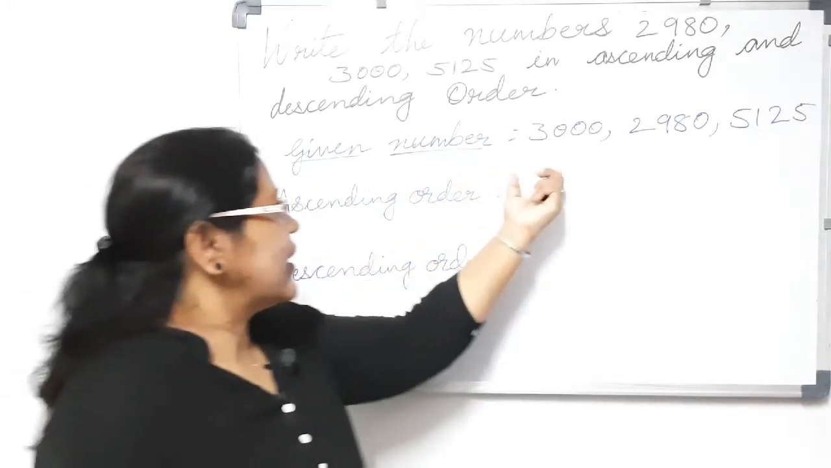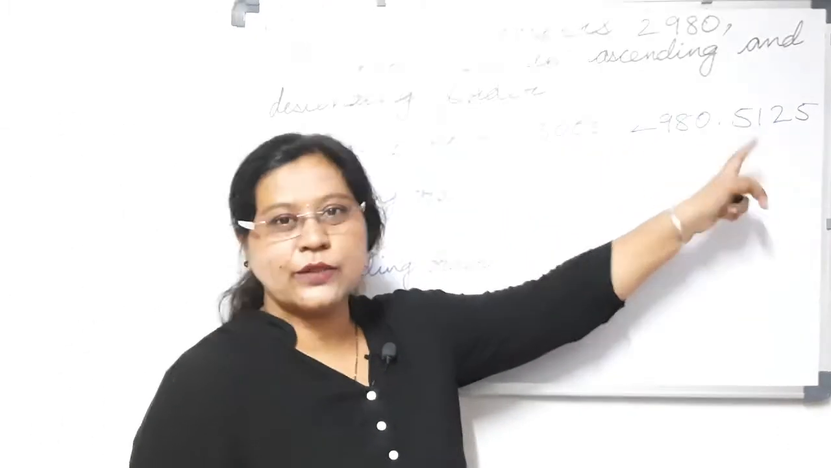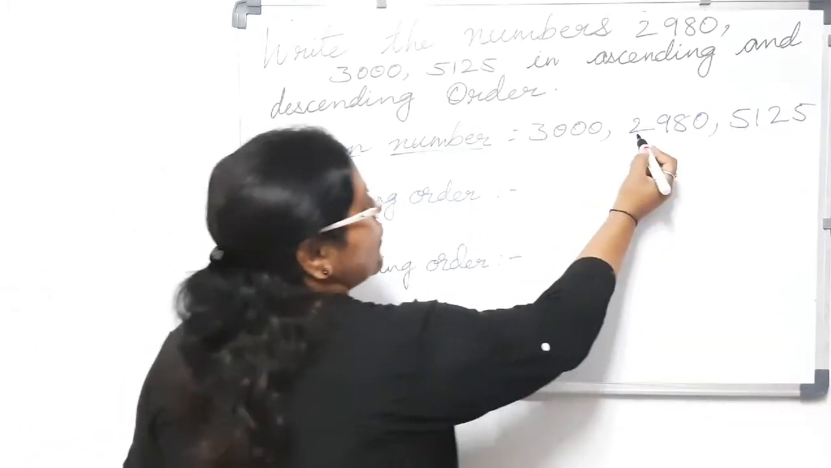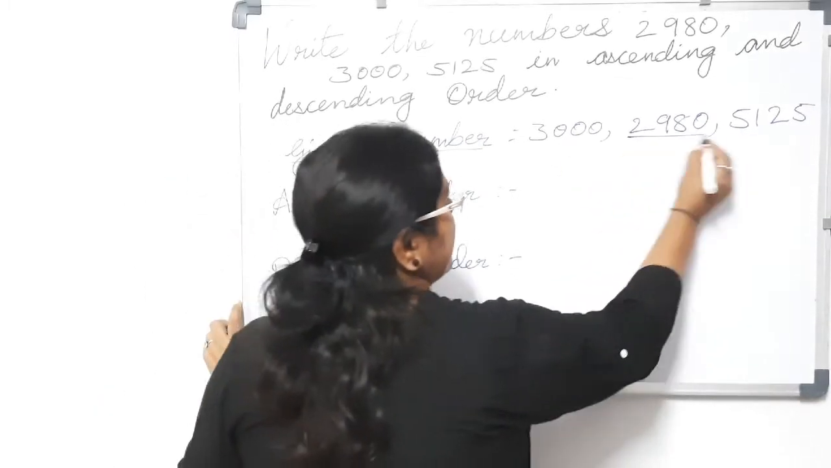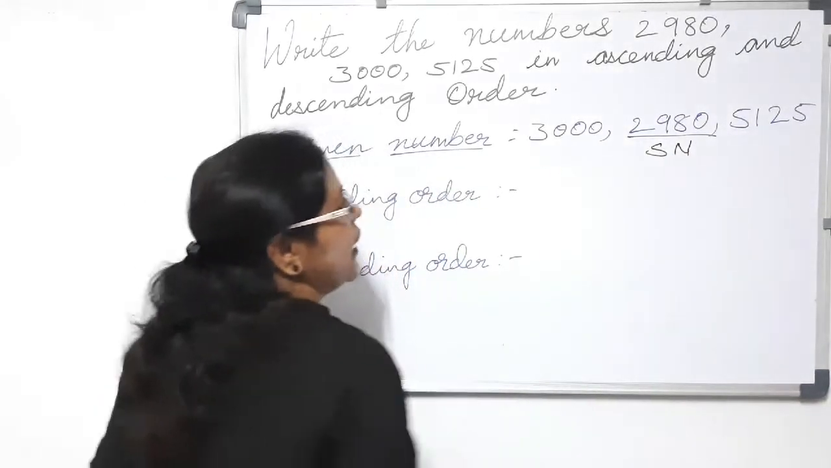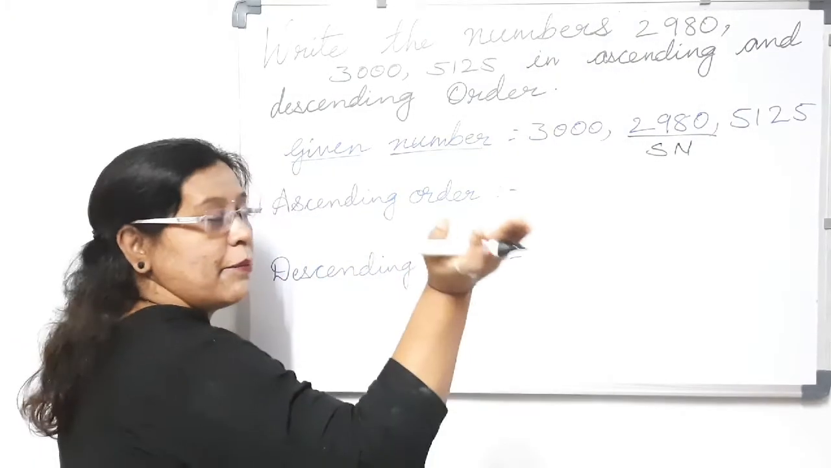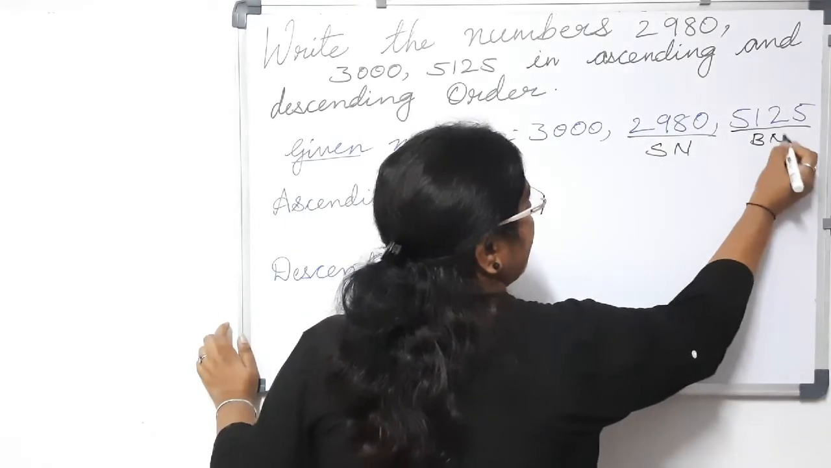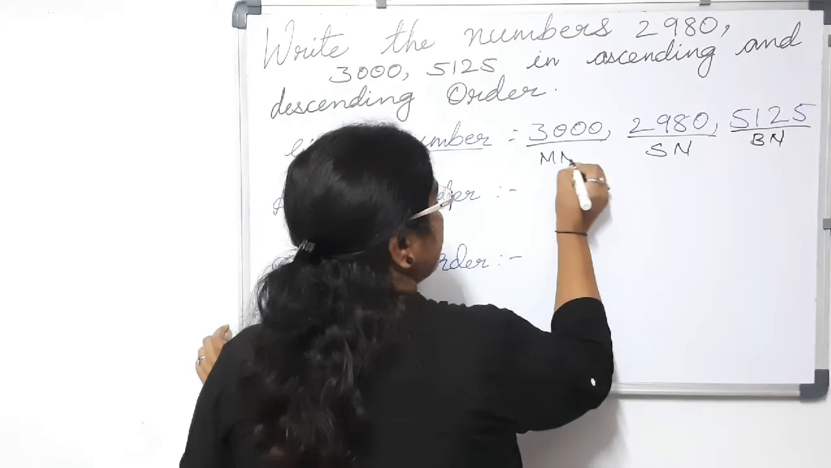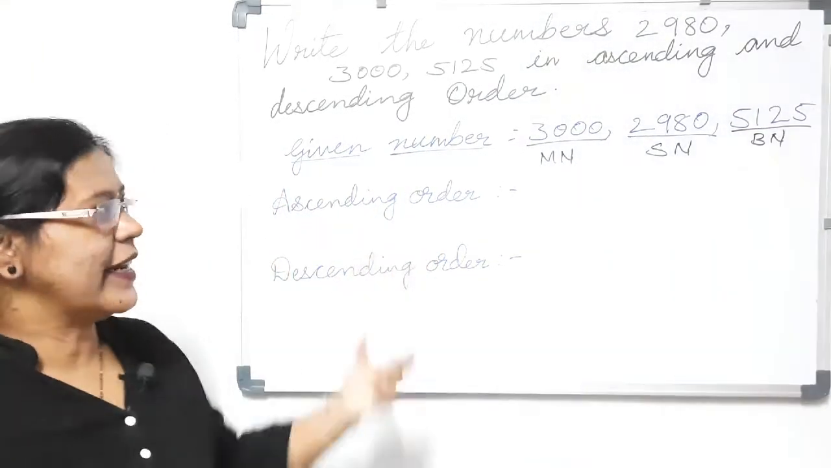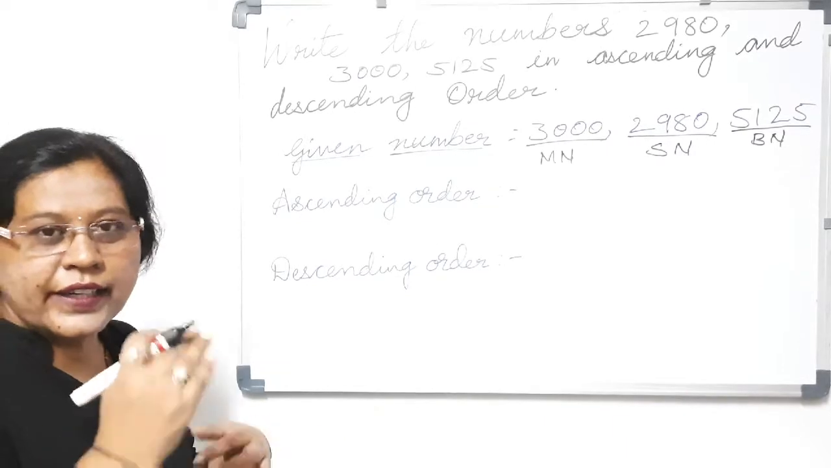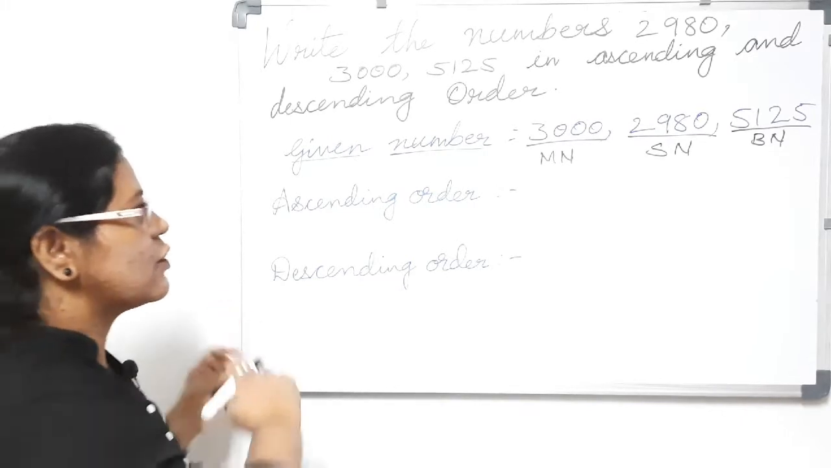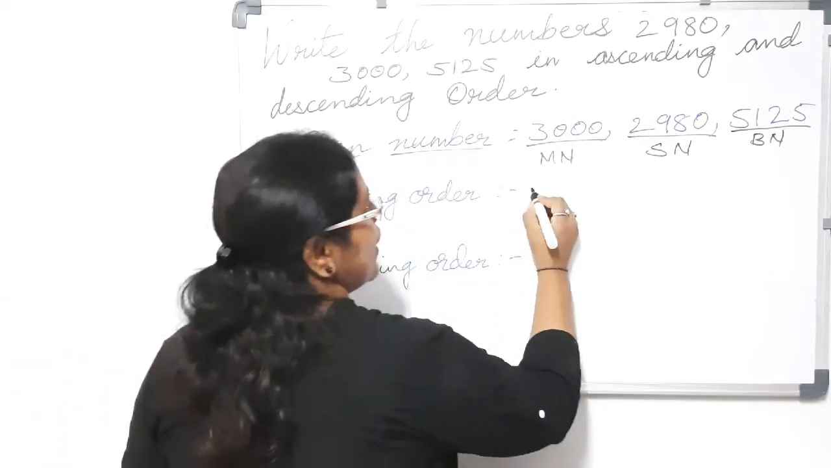Okay, now here the given numbers are 3000, 2980, 5125. So here what you have to do is see which is the smallest number first. So 2980 is the smallest number, write it down here. Then, smallest over, the bigger number. You can write 5125 is the bigger number, then this will be the middle number. Is that clear? So ascending order is always ordering or writing the numbers from smaller to the bigger number. So we'll write the first small number.